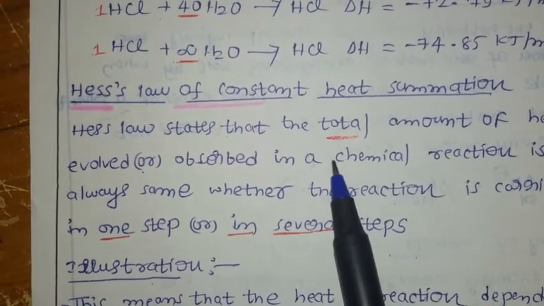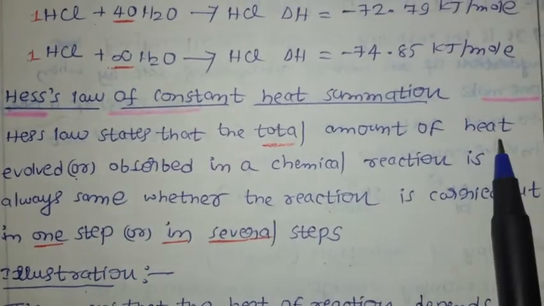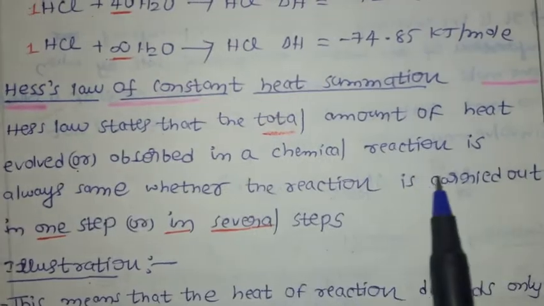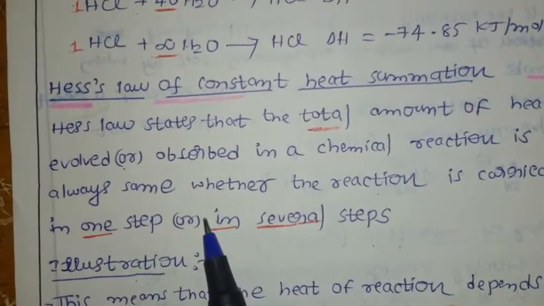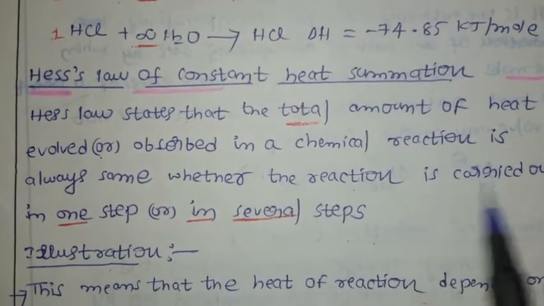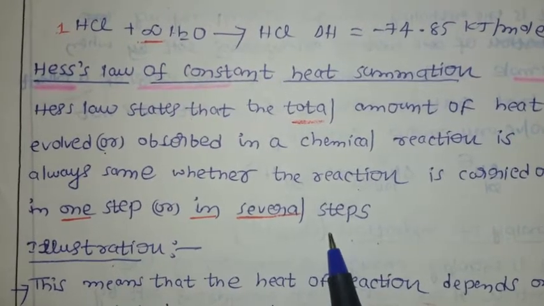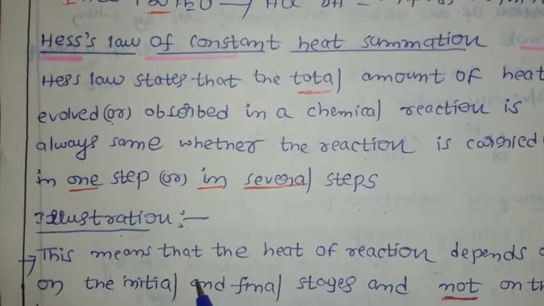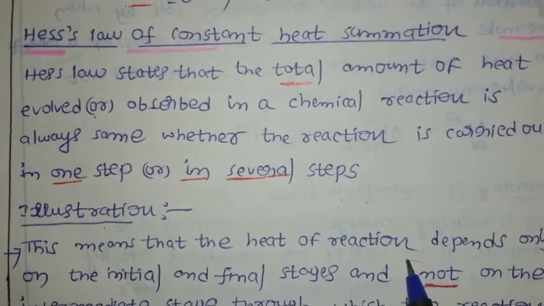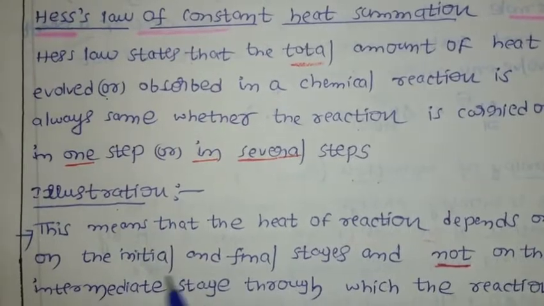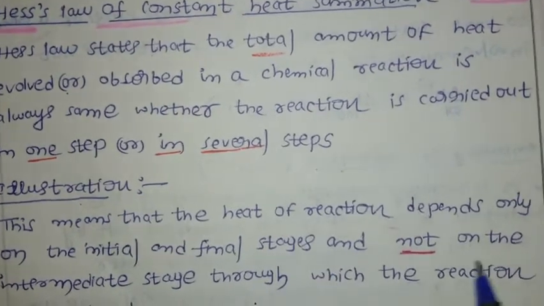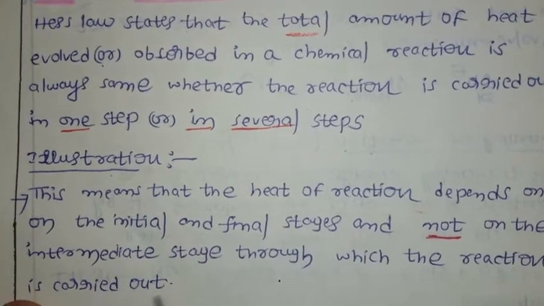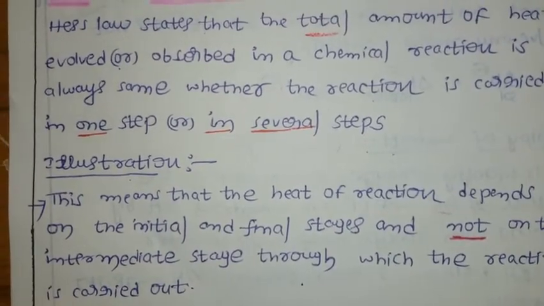Hess's law states that the total amount of heat evolved or absorbed in a chemical reaction is always the same whether the reaction is carried out in one step or in several steps. Let us see the example. Illustration: this means that the heat of reaction depends only on the initial and final states and not on the intermediate stages through which the reaction is carried out.